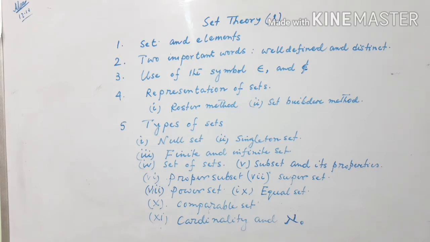Number 2, the two important words which are used to describe a set, that is well defined and distinct. Number 3, use of the symbol belongs to and doesn't belong to. Number 4, representation of sets. There are two methods, that is roster method and set builder method. Number 5, types of set.